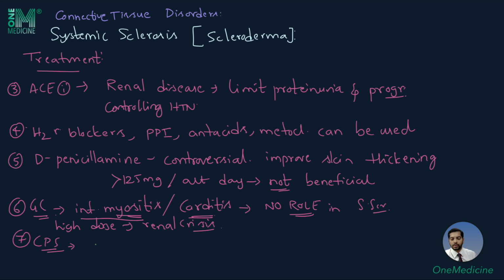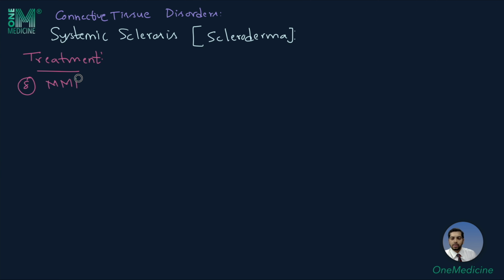Cyclophosphamide is used particularly in patients with pulmonary involvement, especially patients with pulmonary arterial hypertension, or if there is evidence of alveolitis. This is shown to improve mortality outcomes in such patients. Mycophenolate mofetil is also found to be equally effective in comparison with cyclophosphamide, especially in cases with interstitial lung disease, particularly in patients with pulmonary hypertension.